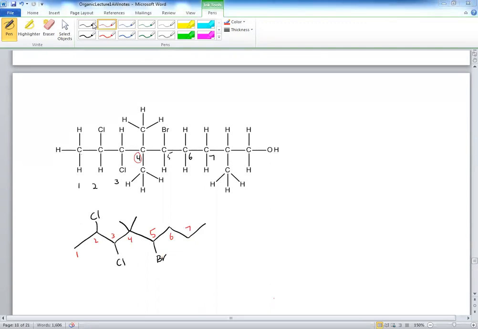Now, the 8th carbon has a CH3 on it, so that's just a line. 9th carbon, there's only H's, and then there's an OH, so we just end it with this right here.